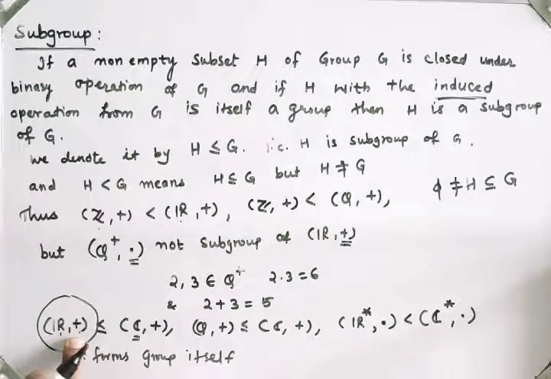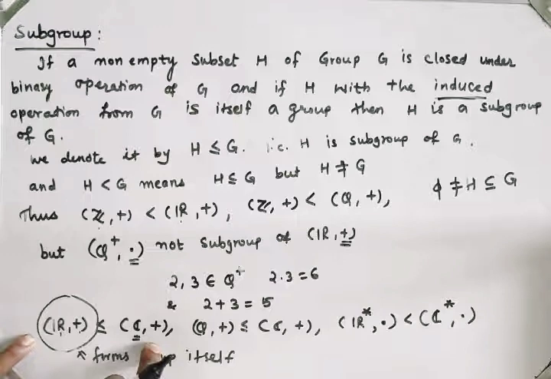Now the third condition is existence of identity. So there exists 0 belonging to R, which is an identity element, and inverse means suppose I have an element A belonging to real numbers, there exists inverse minus A again in real numbers. So all four properties are satisfied, therefore R under addition is a group itself. So it is a subgroup of complex numbers under addition.